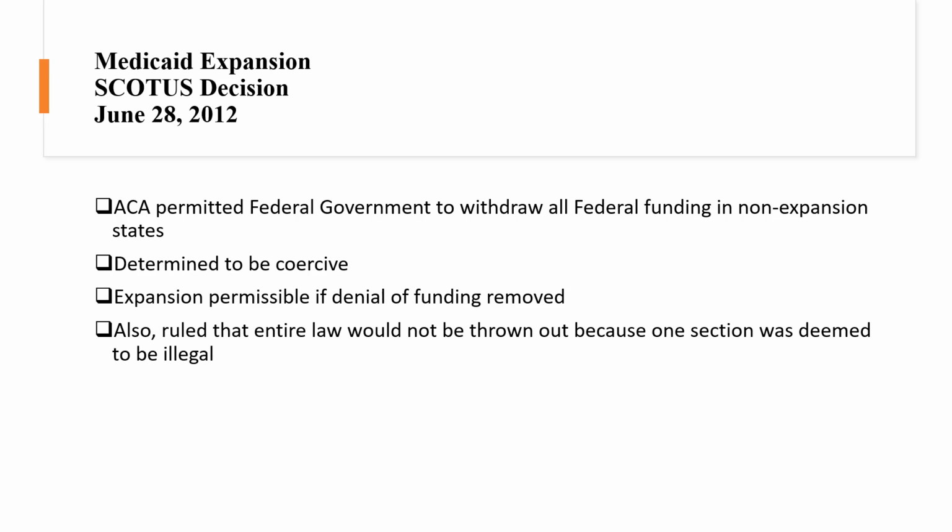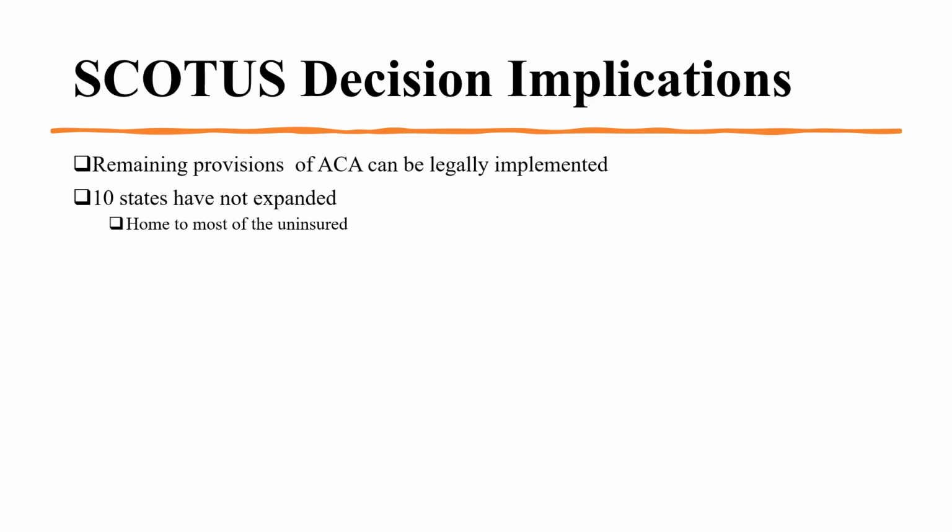The Supreme Court said this is coercive, but they did say that expansion was permissible if the denial of funding was removed. And so that occurred. It also ruled that the entire law would not be thrown out because one section was deemed to be illegal. So the law had some implications. One is that all remaining provisions of the ACA could be legally implemented. So far, I think currently there are about 10 states that have not expanded. And these states, primarily located in the South, are home to the highest percentage of uninsured.